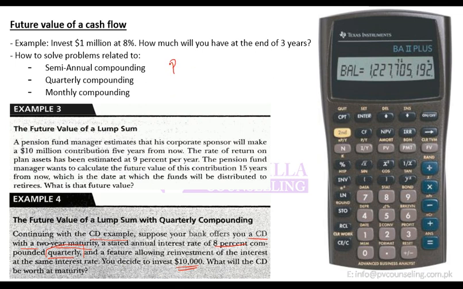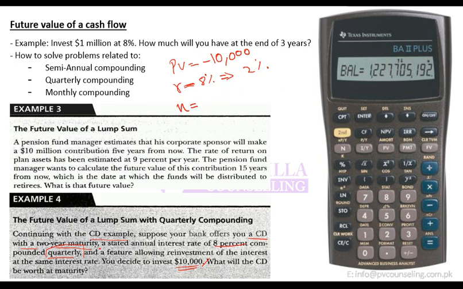So that means today you are investing $10,000. The return that you are getting on it is 8%. This is a stated annual rate, and it is compounded quarterly. So what is the return per quarter? It should be 8 divided by 4, which is 2%.